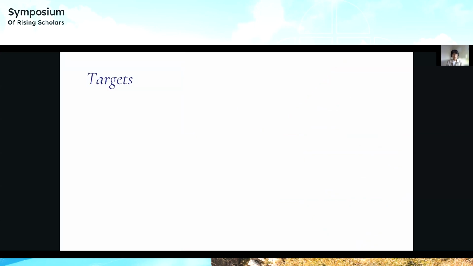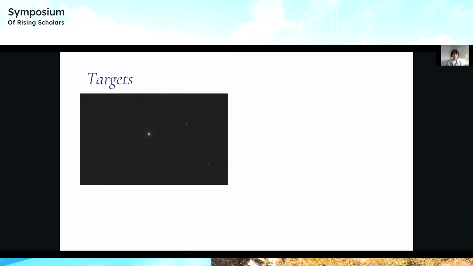So my targets for this research project were the star Arcturus, which you can see here on screen, the binary star system Albireo, and the bright star Vega in Cygnus. I also had a fourth target in the background near Vega called TYC 3105, I believe, and it was a very small background star that isn't really visible in this image here.